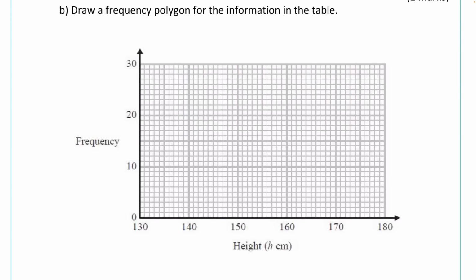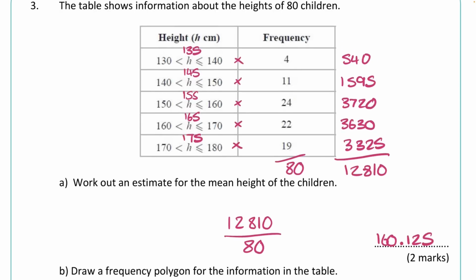160.125. Part B here wants us to draw a frequency polygon. Now, frequency polygon is probably one of the nicest graphs to draw, particularly if we've just done the mean, because you plot the midpoint, which we've already done here, against the frequency. So all we need to do is plot these midpoints against those frequency numbers.